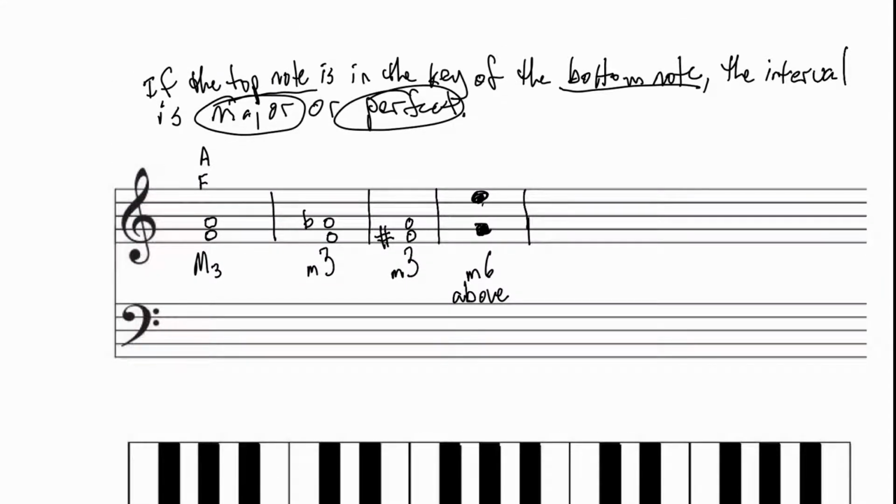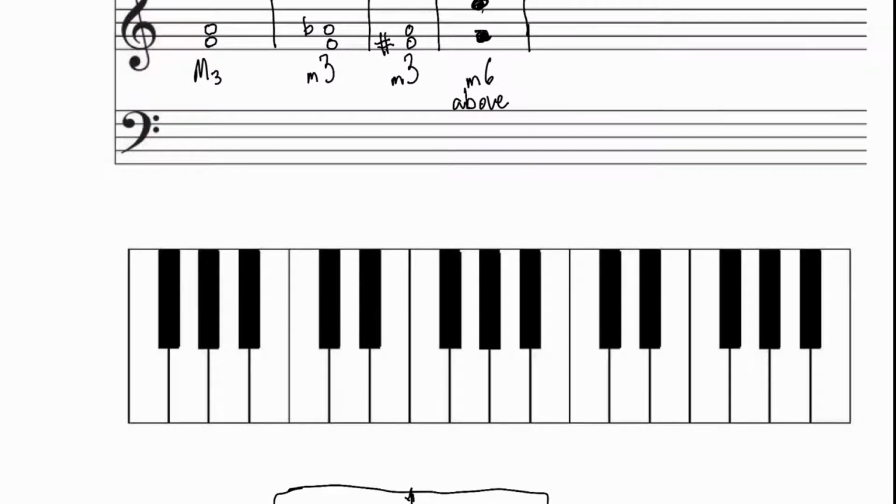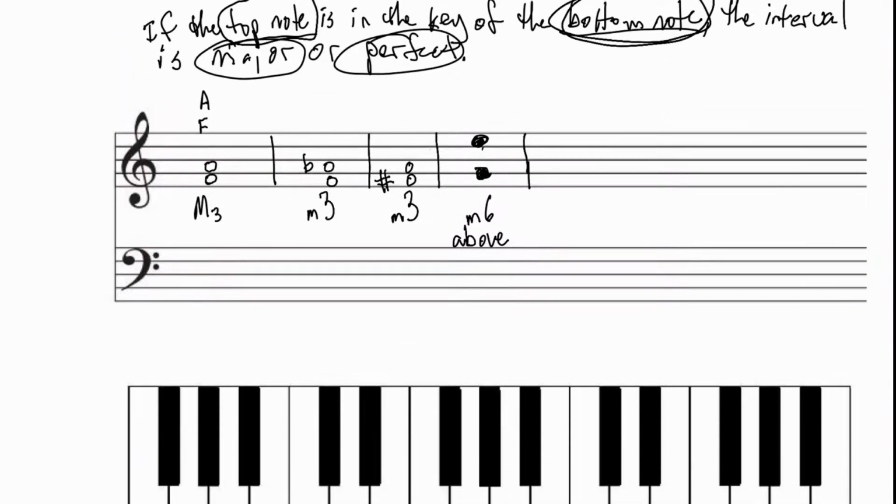And we go back to that question. Well, what is the bottom note? What key is that? The key of G. And then is the top note in that key? And yeah, when I play through a G major scale, I got G, A, B, C, D, E. There is an E in a G major scale. So right now, we have a major sixth. All right. That's a major sixth.